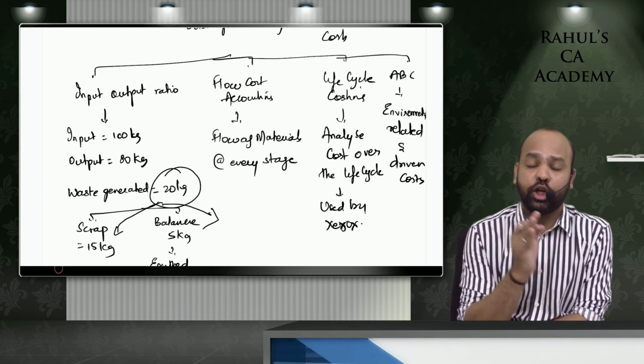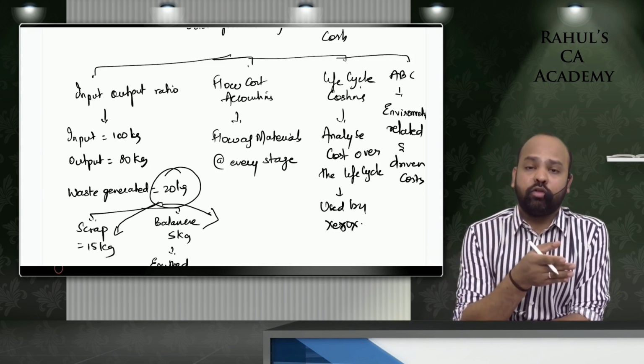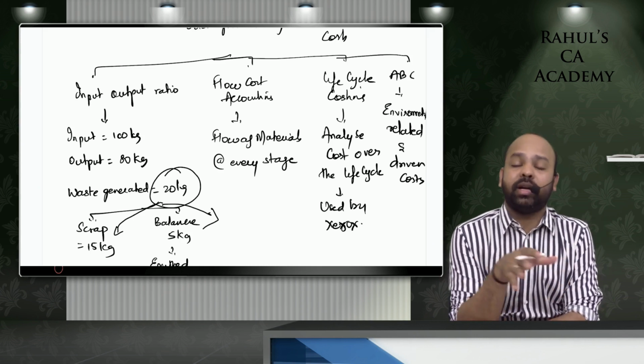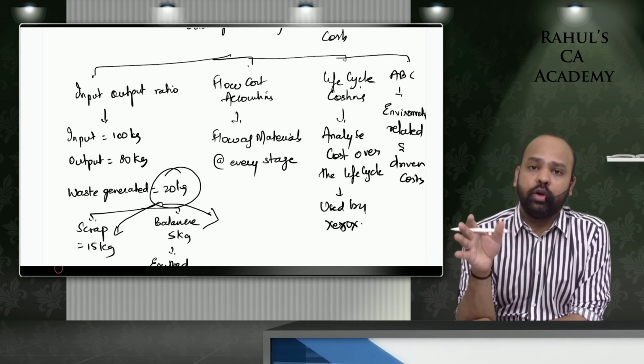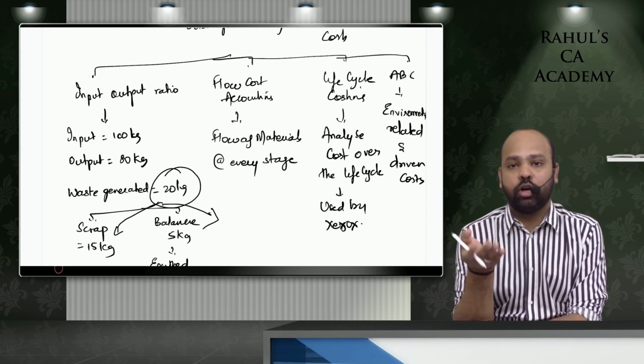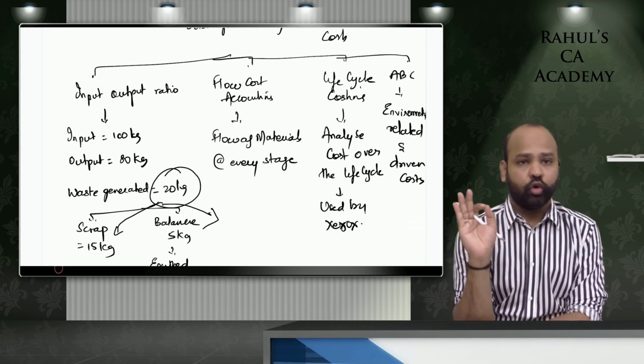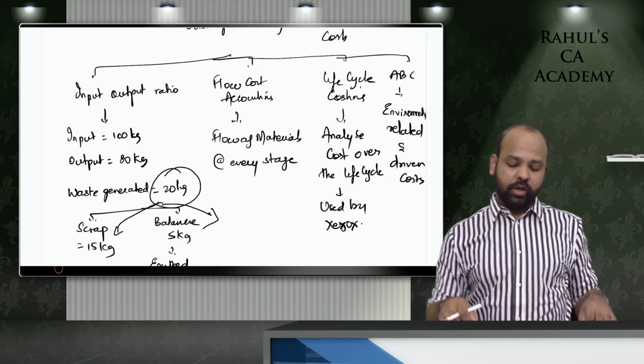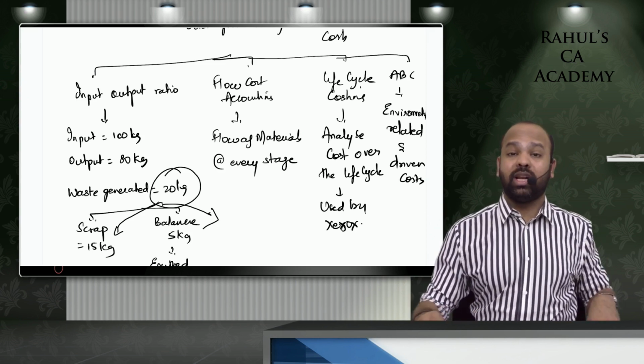It will measure the quantity of raw material at every stage. It will also measure the power consumption and everything at every stage, dividing the cost into your input cost, system cost and delivery or disposal cost. That is flow cost accounting. And then life cycle costing, beta, says analyze the cost over the life cycle of a product.